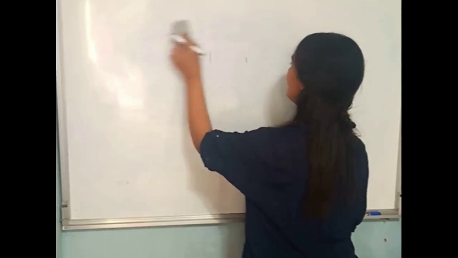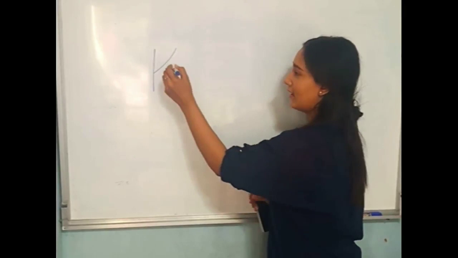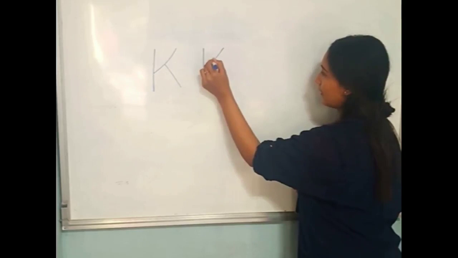Okay, J after K. One standing line, or we can draw cross line and cross line. Okay, standing line, or you can say cross line. So one more time. One standing line, one cross line, another cross line. It becomes K.